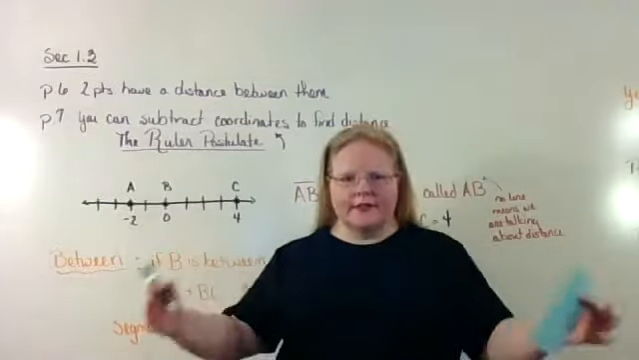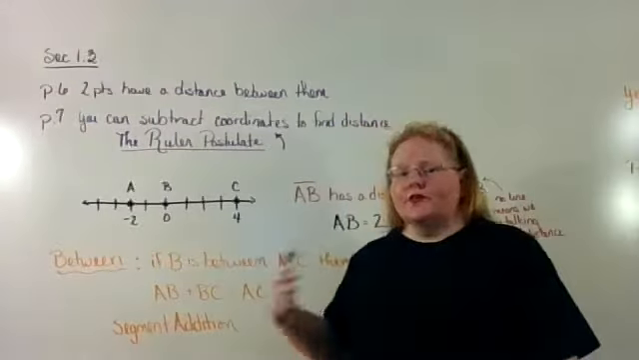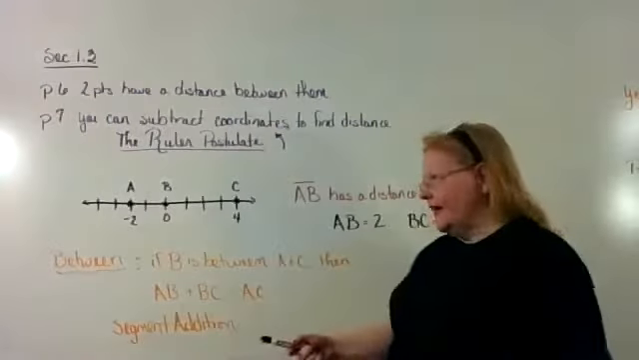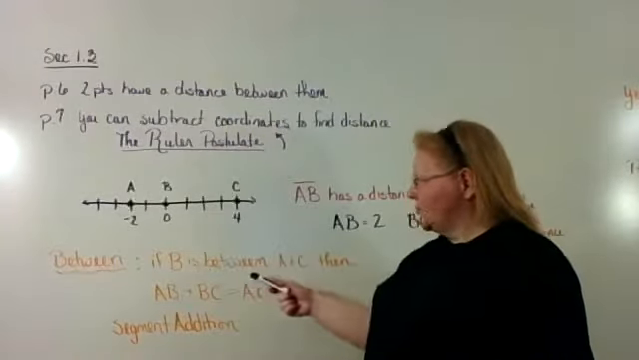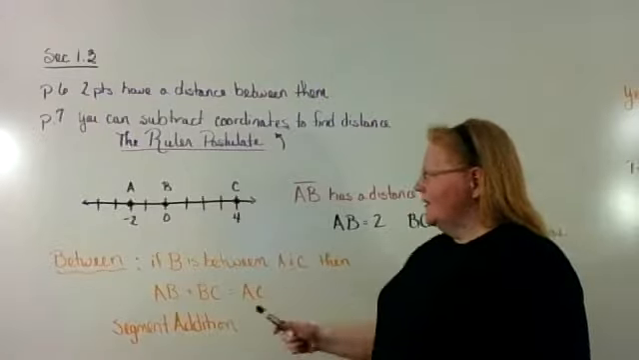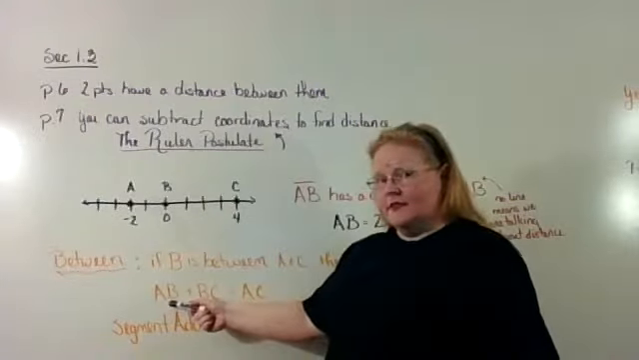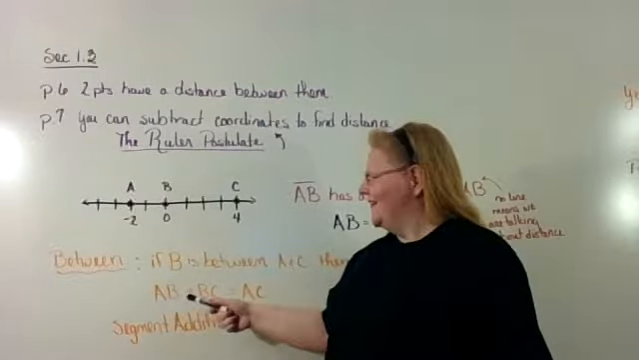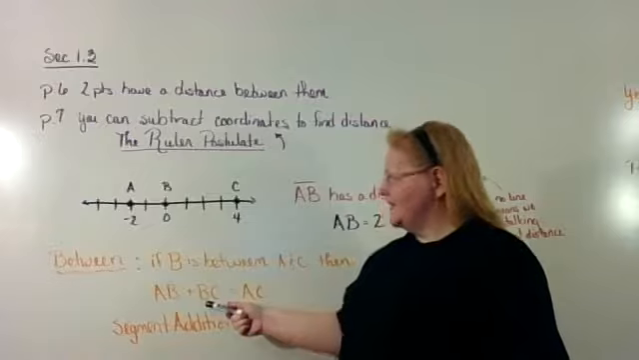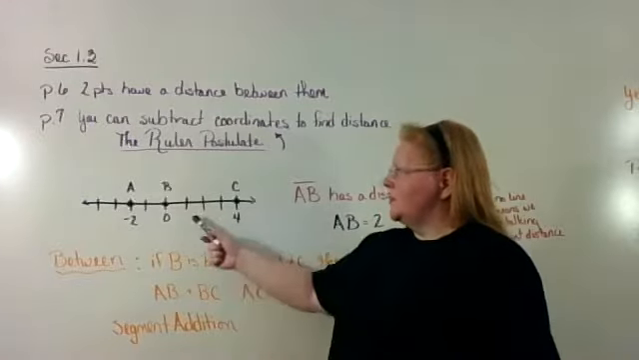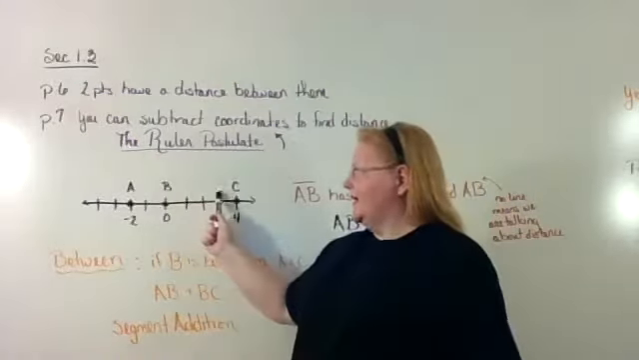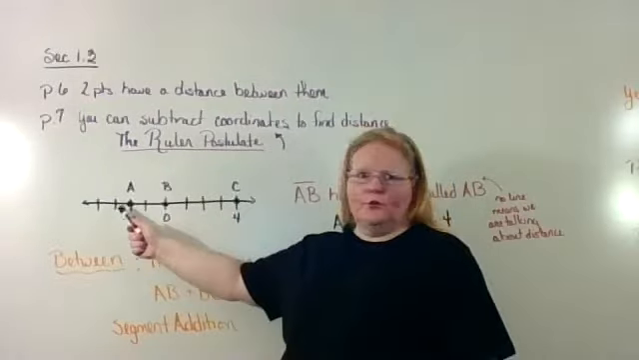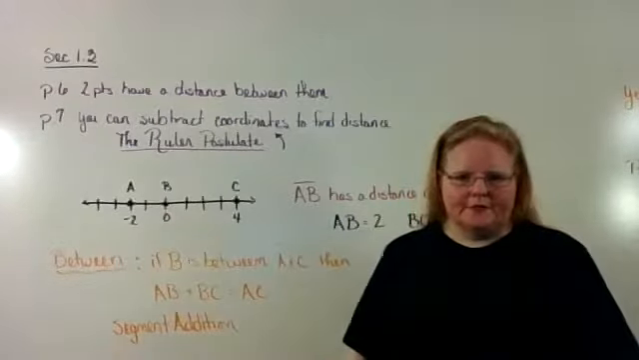planes, etc., etc., etc. So this particular between is defined as if B is between A and C, then the distance of AB plus the distance of BC is equal to AC. So up here, since B is between A and C, that means this distance plus that distance has to equal our total distance. That's all it means.